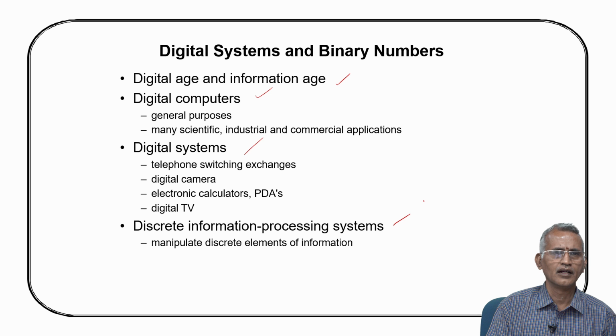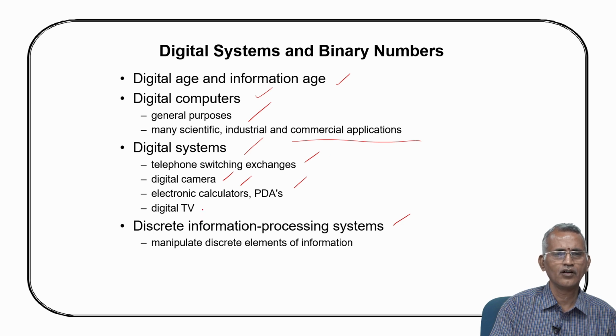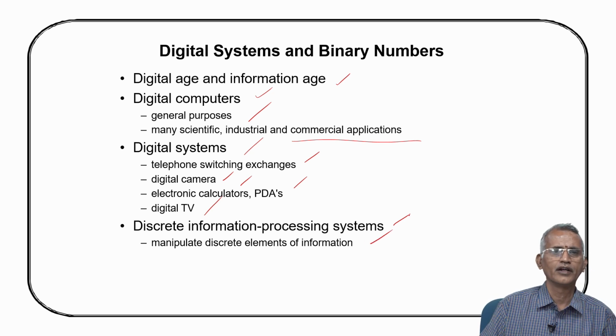And next, a digital computer is a subset of general purpose systems, and it has many scientific, industrial and commercial applications. A digital system consists of telephone switching exchanges, digital cameras, electronic calculators and PDAs, and it also includes digital TV. Discrete information processing manipulates discrete elements of information.